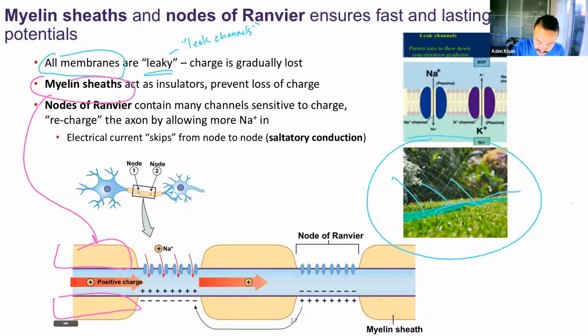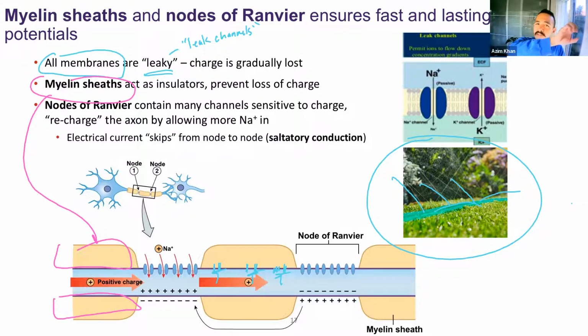So if you have leak channels normally here, you're covering them up. So now nothing's leaking out. You're preventing anything from leaking. They act as insulators to charge. Just like blankets act as insulators for heat, they trap the heat that we have in ourselves. These act as insulators for charge. They're preventing any ions from leaking out into the interstitial space. So that's the benefit of myelin sheaths.